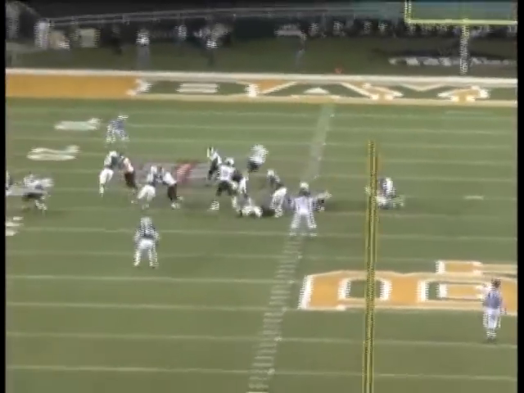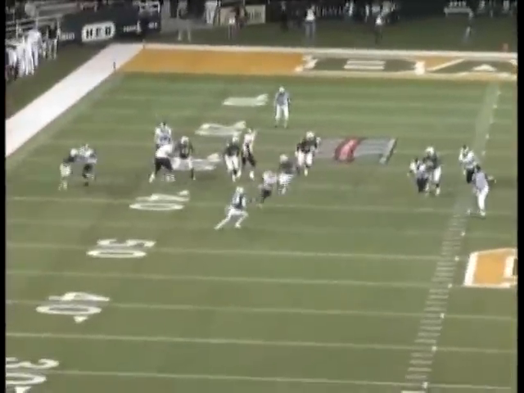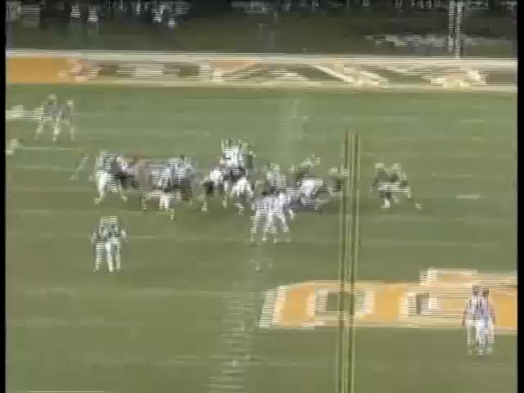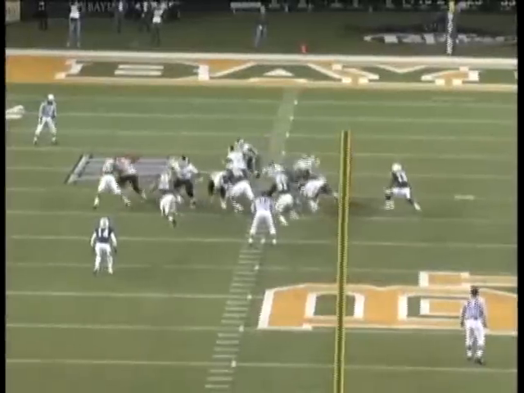Same thing with the right guard. He's attacking the outside half of the linebacker. The guy will not let you reach him, so drive him out. Continue to try and reach. Continue to try and reach, and then drive him out.